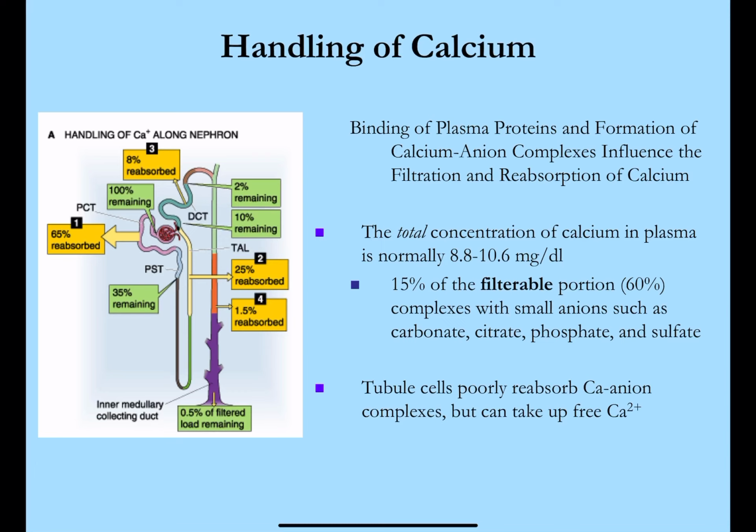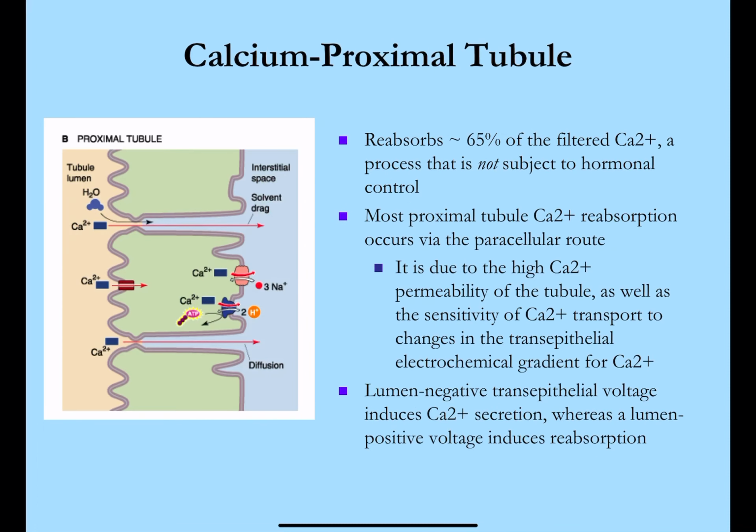Out of that 60% that could be filtered, about 15% of it is going to be complexed with things like citrate, phosphate, sulfate, whatever. Those other small anions will be complexing with it, so they will be traveling together. Right? So what happens is that once the tubules are exposed to this calcium, it has to be a free calcium molecule. If it's bound to something else, it cannot recognize it. So this one just shows that in the proximal tubule, about 65% is being reabsorbed.